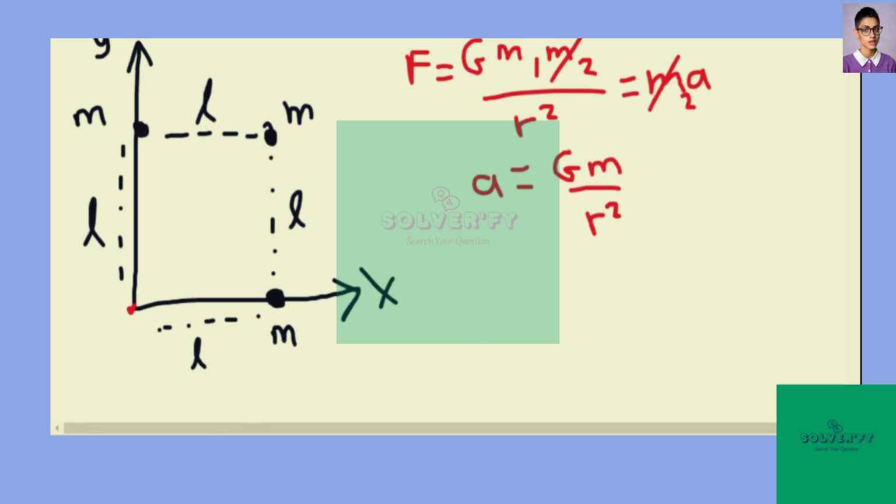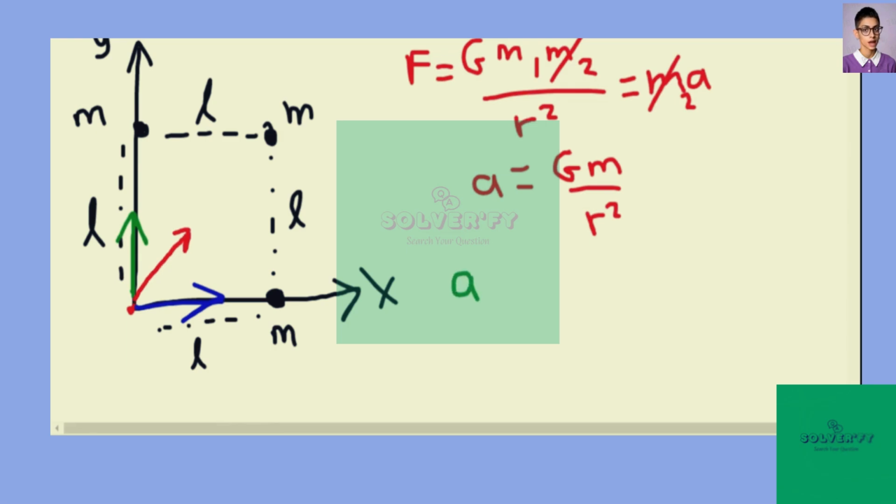So we're going to have acceleration vertically. We will have acceleration horizontally, and we will have acceleration directed toward the mass there as well. So let's start with the green one.